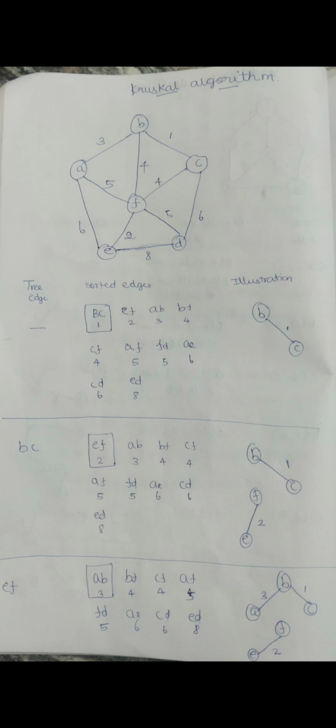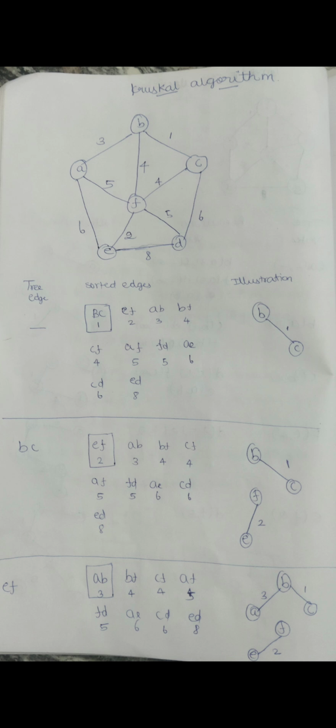So we look at the problem: tree edge, sorted edge illustration. Tree edge is the first step. Tree edge is not initiated. Why is it not initiated? It does not contain any visited nodes, visited edges. It does not contain any vertices. So the sorted edges are BC, EF, AB, BF, CF, AF, FD, AE, CD, ED.